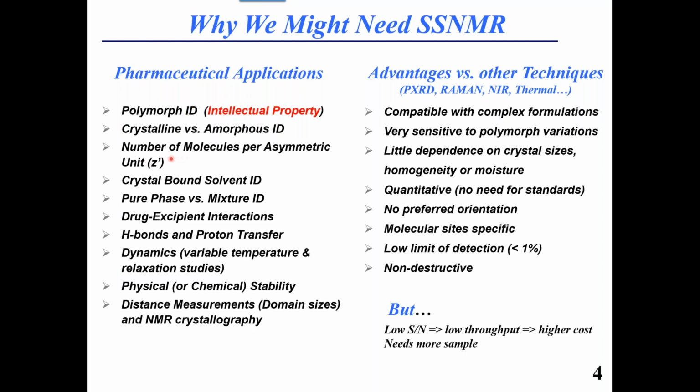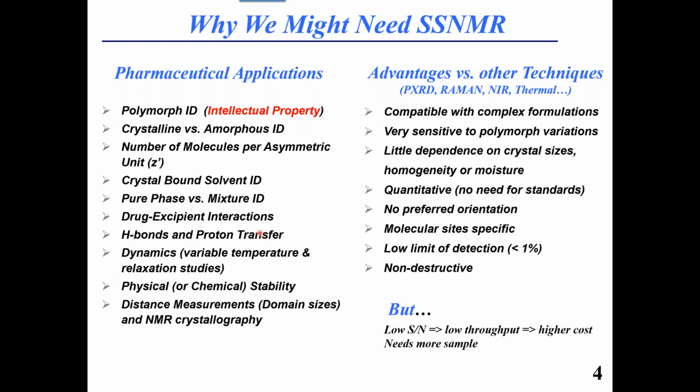So I'm going to skip to here, number of molecules per asymmetric unit. Just from last week's seminar by Luca Russo from GSK, he showed how the Z prime can be derived very easily from basically counting the peaks in either fluorine, carbon, or nitrogen solid-state NMR. He used several case studies where he very nicely showed how this was done. I'm actually going to show you an example on the crystal-bound solvent and pure phase versus mixture.